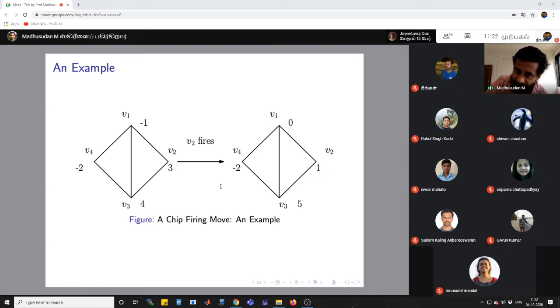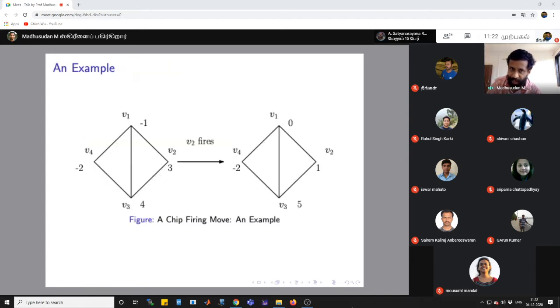And what about the other vertices? So V1 will gain 1 chip because there is exactly 1 edge between V1 and V2. So its new number of chips will be 0. And similarly for V3, it will again gain 1 chip, so it will go from 4 to 5. On the other hand, V4 is not connected to V2 by any edge, so it will not gain or lose any chips. So its number of chips will remain as it is, -2. So this is the final configuration, right? This is exactly as we described in the previous slide.